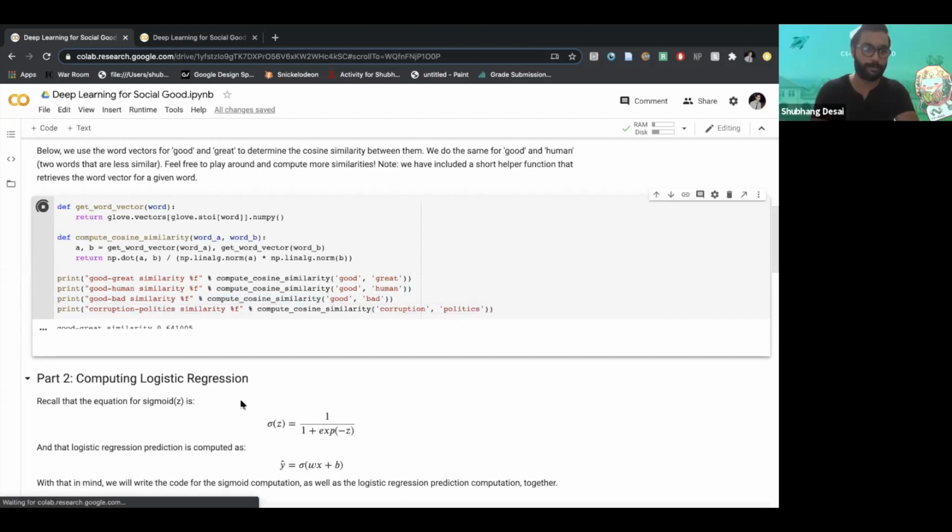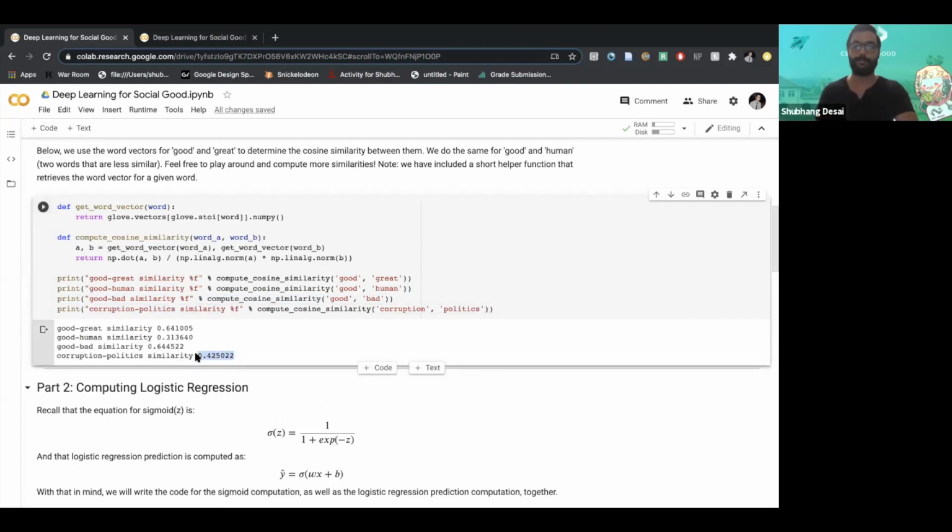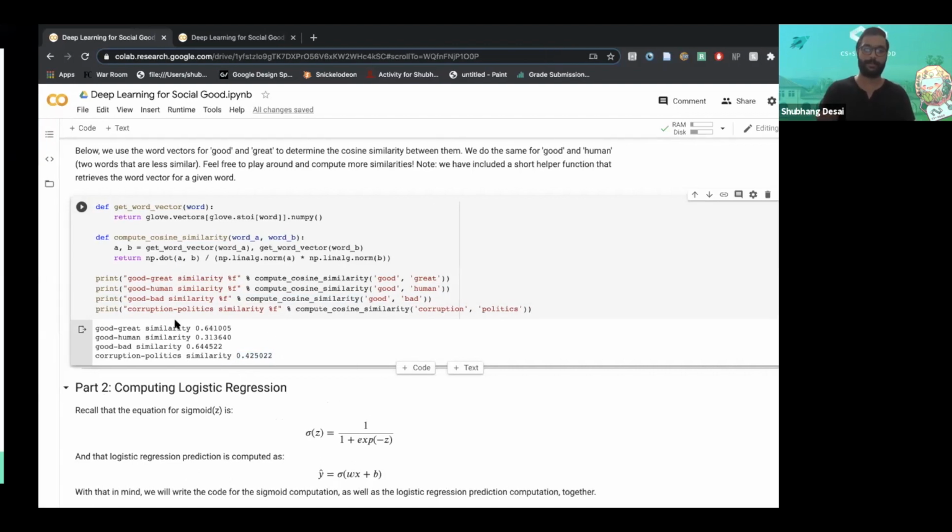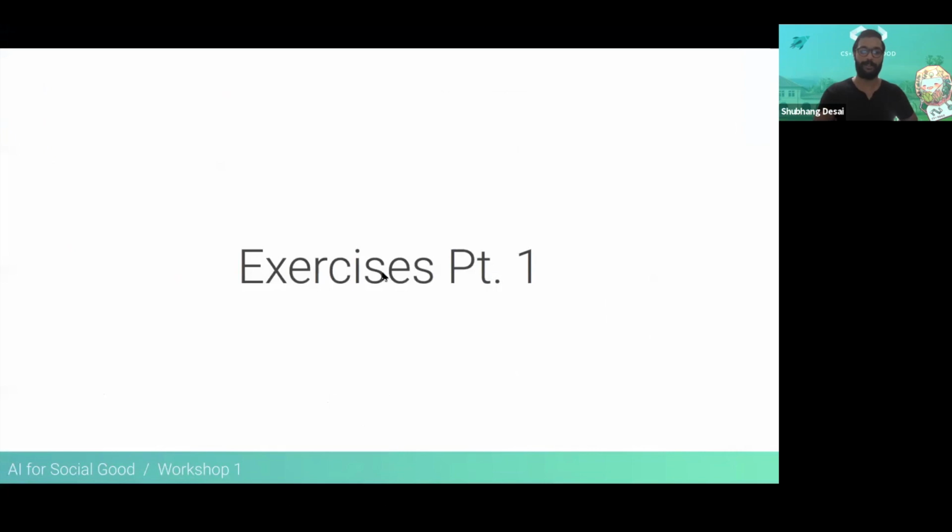Juicy. It's pretty high. I'm not going to say anything. I'm just going to say that it's high. Okay, let's move on for now. Thanks for the suggestions, y'all.